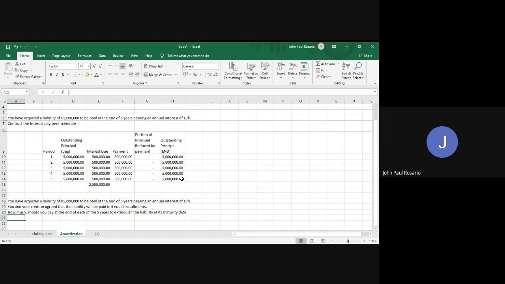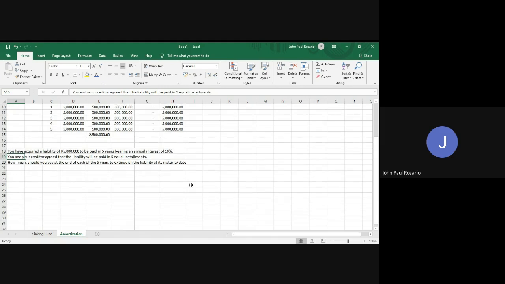Maturity date. To be paid in 5 years. You and your creditor agreed that the liability will be paid in 5 equal installments. So you pay at the end of each of the 5 years to extinguish the liability at its maturity date.